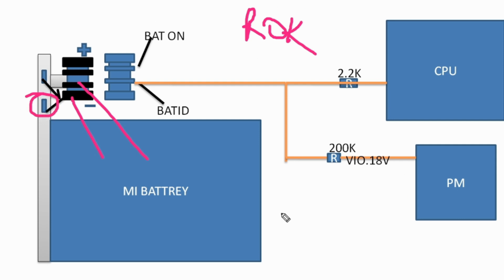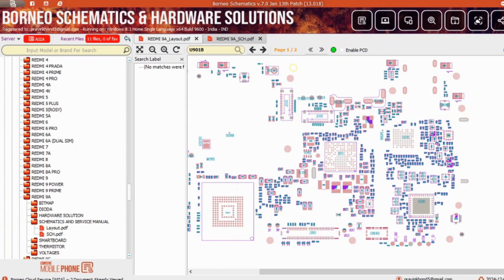So this is the whole concept of how the Batt ID line works and how to check it. Now I'm telling you about Batt ID in schematic diagrams in Borneo Schematics, how the Batt ID line will work and how to trace it. How to trace the Batt ID line in schematics. So I'm already opening the Borneo Schematics. In Borneo, I'm opening the Redmi 9A layout and schematics because I already showed you a layout before. This is for the Redmi 9A model. How to trace in schematics?